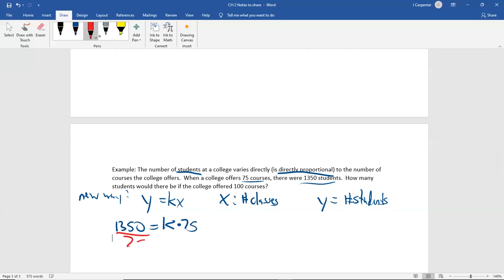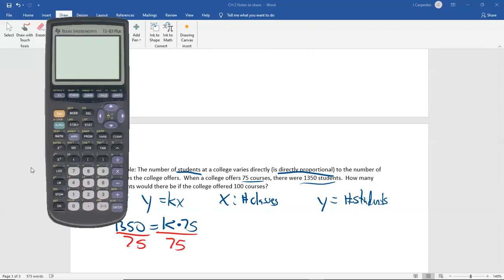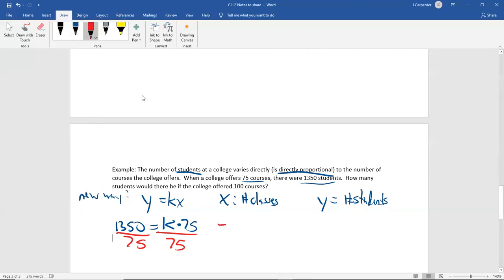We can just divide both sides by 75. Please feel free to rewrite that as 75K first if you have to. That is up to you. And if you do 1350 divided by 75, I can pull out my calculator. I was just going to say the answer, but here it is, 18. So that says that 18 is equal to K.